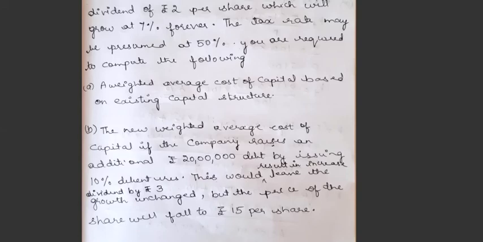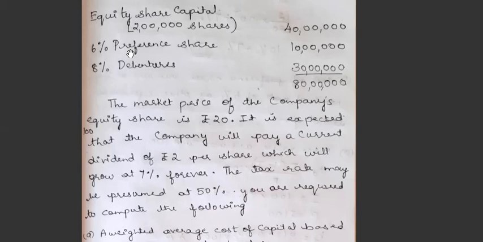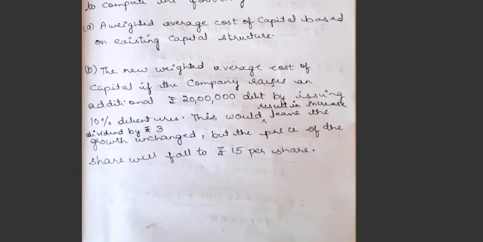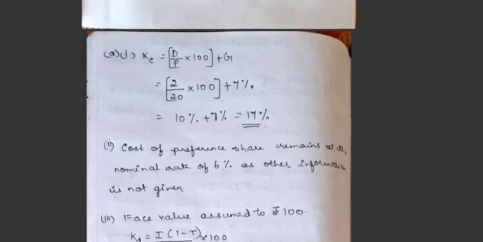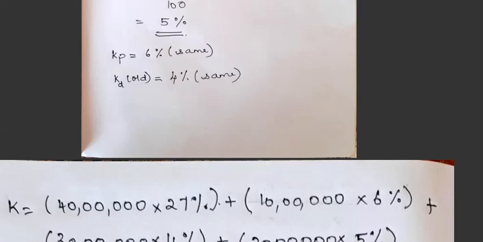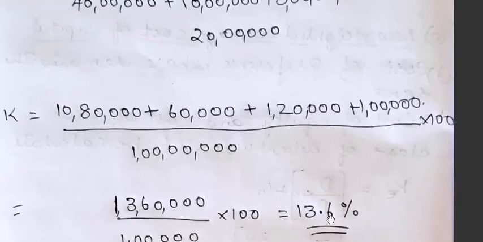If you read it, you can understand. First, calculate KE. KP, no need of calculating because no other information is given, so it is the same. KD old is 8%; if you reduce the 50% tax, you will get the rate. Calculate the weighted average. Second, the 20 lakh additional is added to the old one, so it will change the dividend and market price. So KE is calculated once again. KP is the same, KD old is the same, KD new you have to calculate. And calculate the new weighted average cost of capital, which is 13.6%. Okay, thank you.